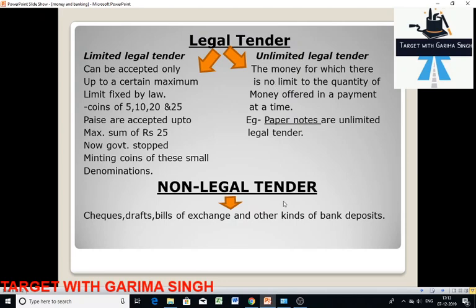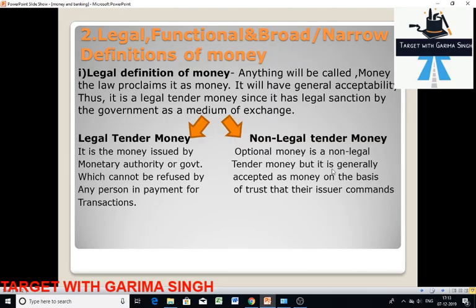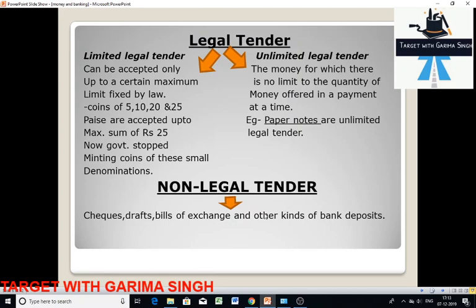Now, what does legal tender include? Legal tender includes limited legal tender and unlimited legal tender. Here coins, here paper notes. Now we move on to non-legal tender. Non-legal tender includes check, draft, bill of exchange, and other kinds of bank note.